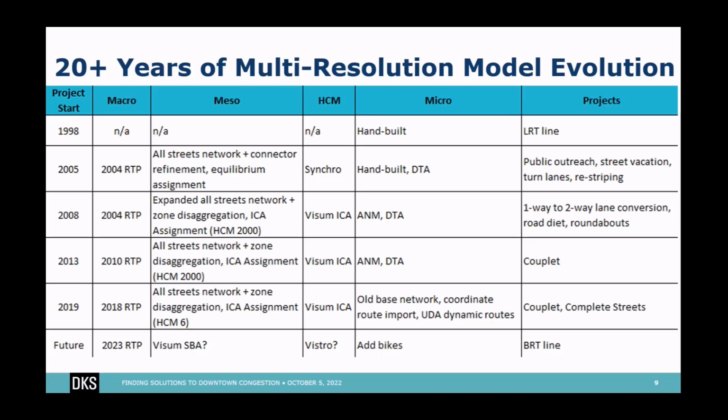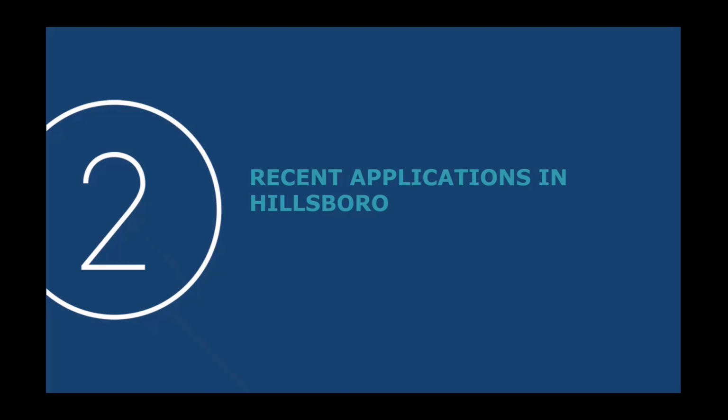So when you get those queue spikes from rail preemption, there's a few routes that drivers are likely to take. So we basically did the dynamic routes, partial routes using the UDAs, and that worked really well. We're currently working on a couplet, complete streets. And I assume we're going to keep maintaining this model, and I'd like to see about upgrading that to the Zoom SPA. So that's the history of 20-plus years of modeling. And I'll let Kayla take it from here on the application.